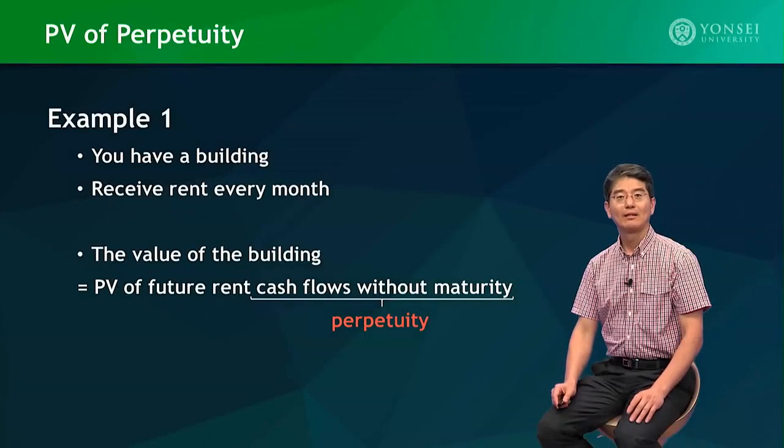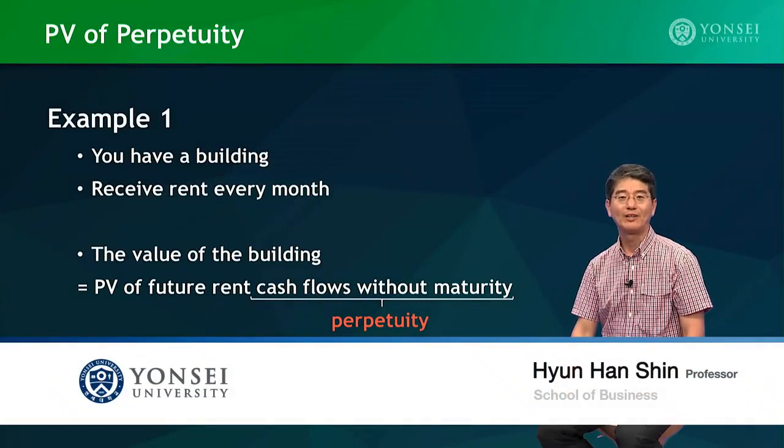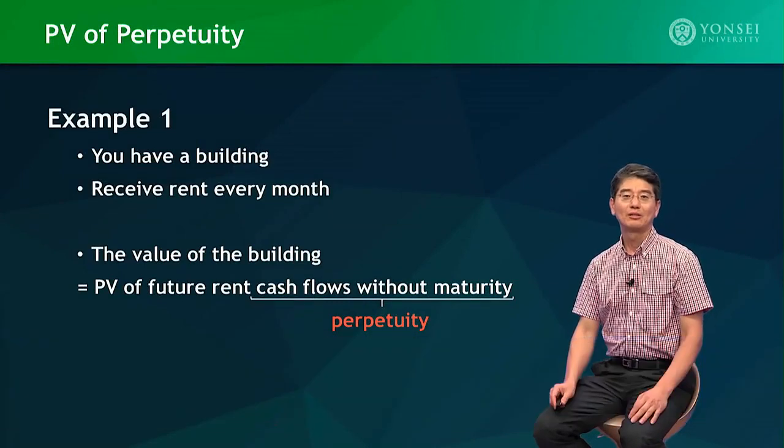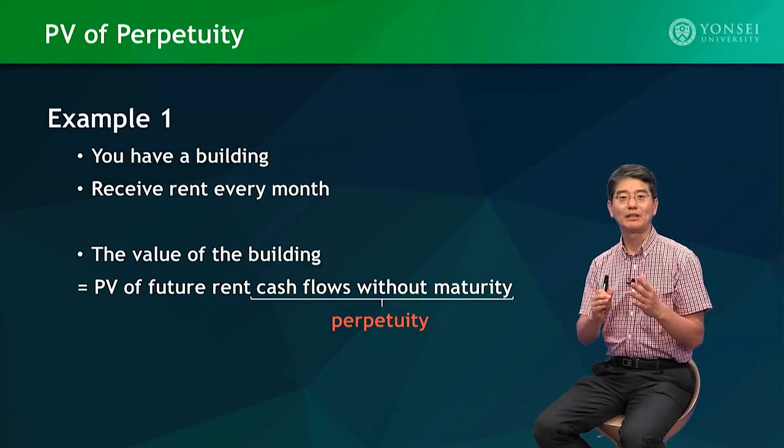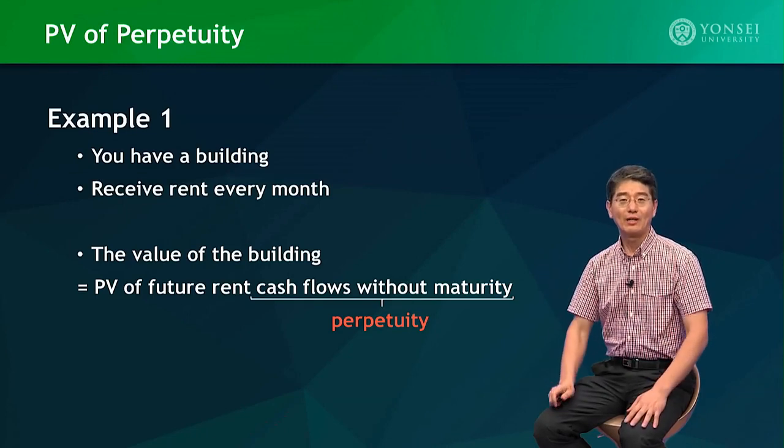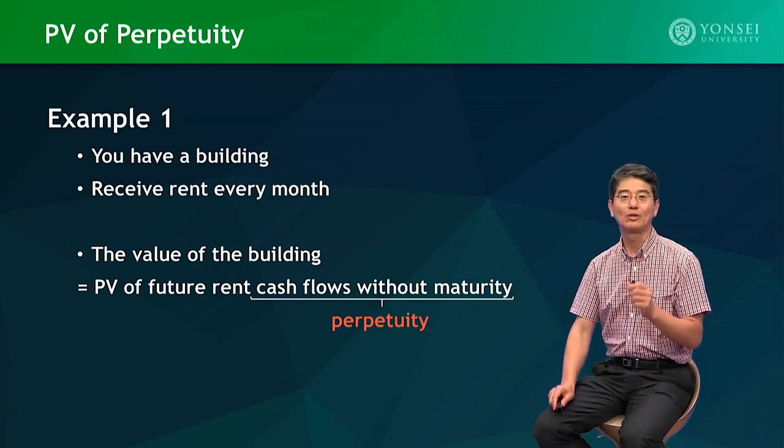In this class, let's learn how to get the present value of perpetual cash flows. Suppose you have a building and receive a rent every month. As long as you own the building, you will get the rent forever. Then the value of the building is the present value of the future rent cash flows without maturity. That is called perpetuity.